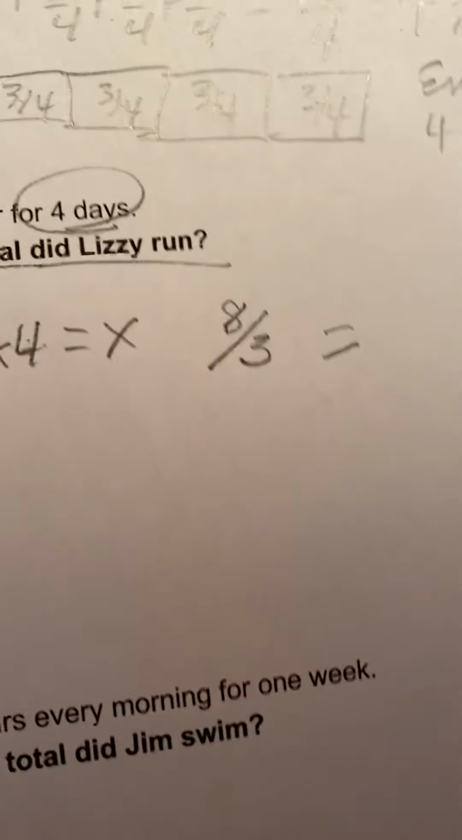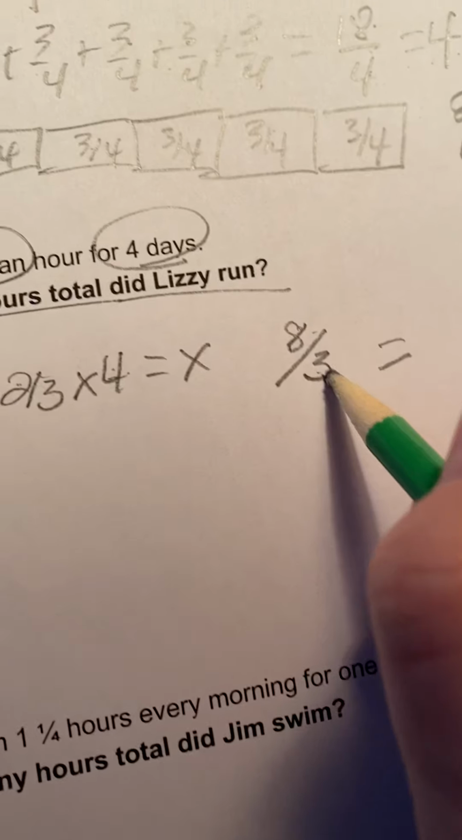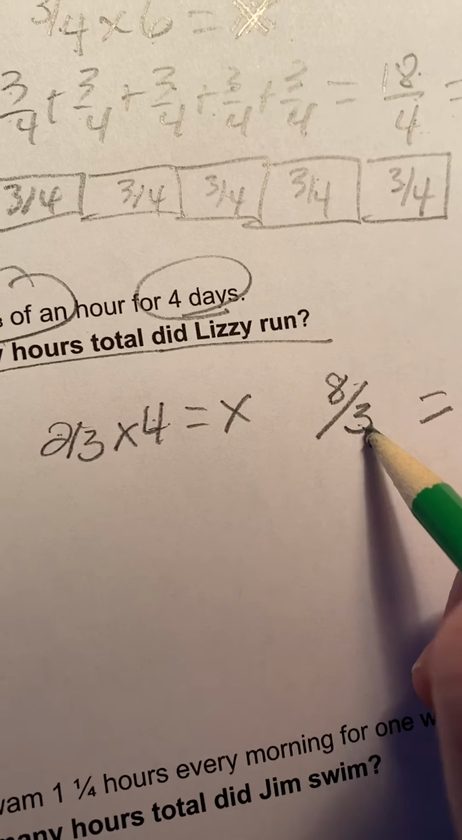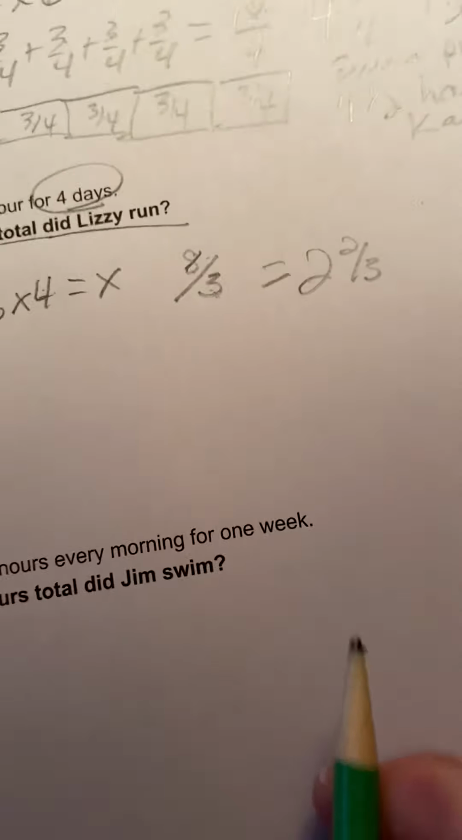If I'm going to change that improper fraction to a mixed number, how many 3/3 go into 8/3? Well, 2 of them would be 6/3. That would leave 2/3 left over. So it looks like our answer is going to be 2 2/3.